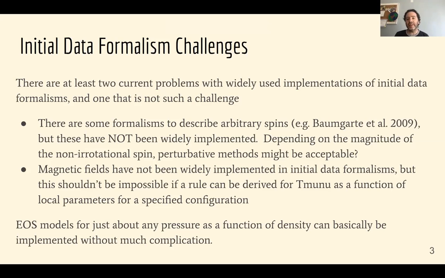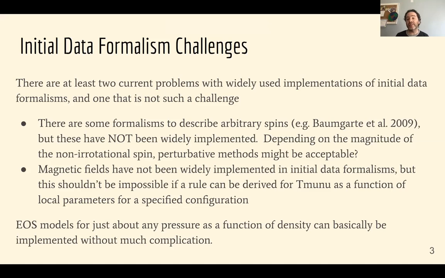In fact, depending on how big the spin of a neutron star is, the natural scale to compare it to would be the angular velocity of the binary itself. If the angular spin of the neutron stars is significantly less than that, you might consider some kind of more perturbative method where you take a base spin configuration, likely irrotational, and by hand add on some spin on top of that as a possible format.